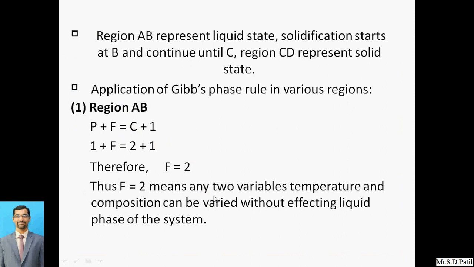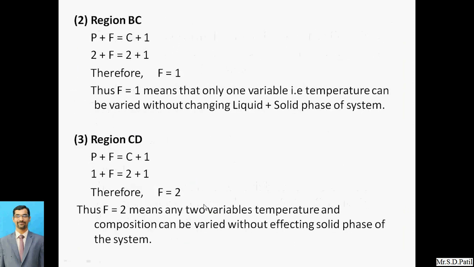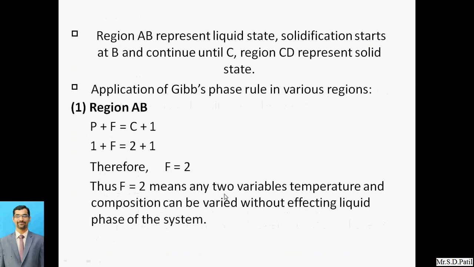So F equal to 2 means any two variables, that is the temperature and composition. Composition is a variable because we have taken an alloy, and here we can see the temperature is dropping. So two variables are there, temperature as well as composition, and these are the two variables for the first phase in the binary.